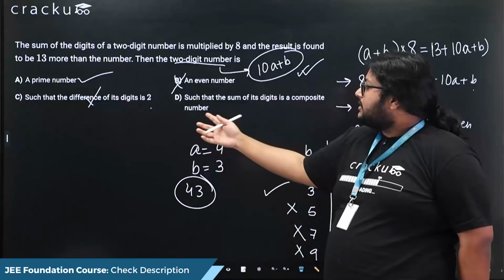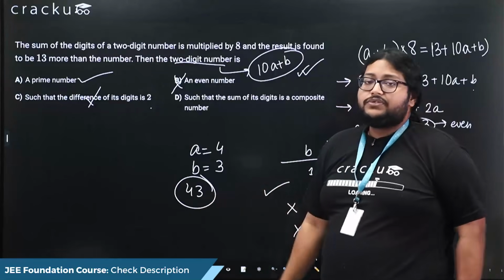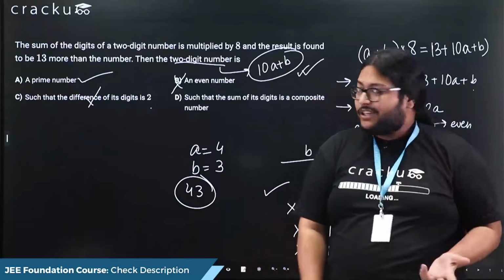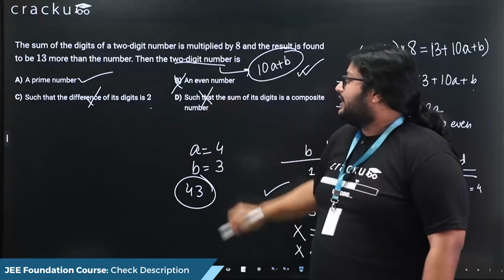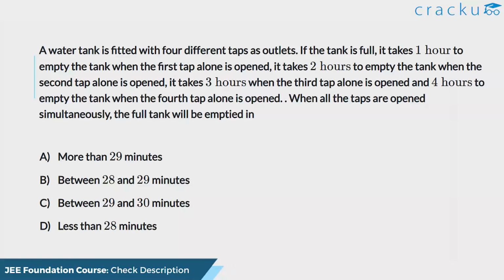And finally, such that the sum of its digits is a composite number. Sum of digits is 4 plus 3, which is 7. 7 is again a prime, so that is not a composite number. D also we can reject. We can say option A is the correct choice here.